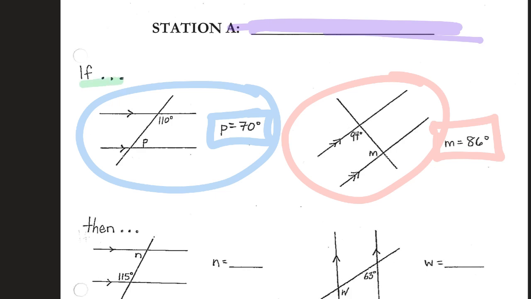Those are your if statements. So if this is the case, and if this is the case, then can you draw conclusions about the rest of those diagrams? That's what we're working on today. If the blue is the case, and if the red is the case, then if we look down at the bottom, can we figure out what the value for N would be in that diagram, or the value for W in that diagram, and so on. You're going to do that for all the stations.